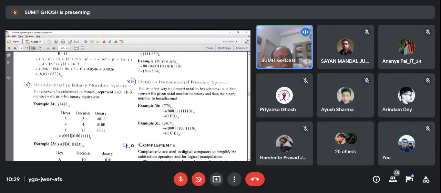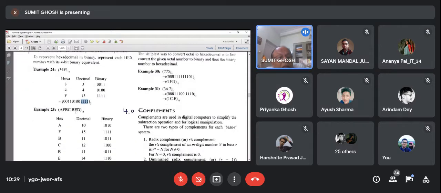This part is 0. This part is 0011 instead of 3. Then the number is 4. 4 is 0100. And the last F, instead of F, you write 1111. Okay, clear? Yes, sir.